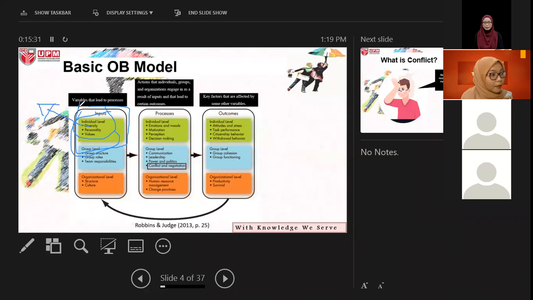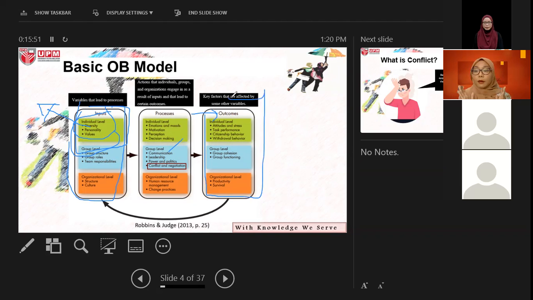So based on the raw materials that we have here, then we process to produce output. So the process is the same, it exists at the individual level, but the elements are probably different. Okay, group level, okay, and then organizational level. And lastly, we come up with the output.